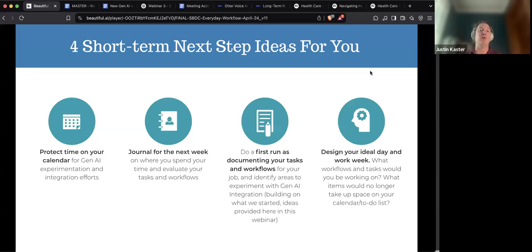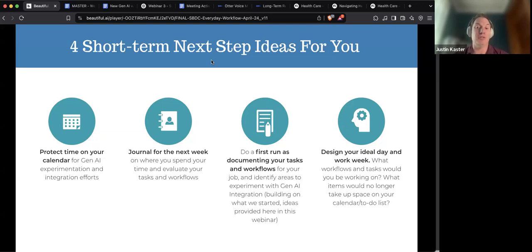For you as an individual, you protecting that time, right? Your organization may do it, but giving yourself that time is really important. Journaling, as I mentioned earlier, to identify some workflows and tasks is really helpful. It's really just taking the time to think through where you're spending your time, where you have low joy, where you're enjoying and want to own something. Those are things that you can do.